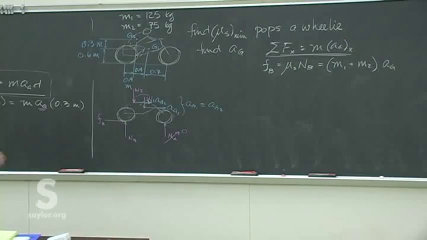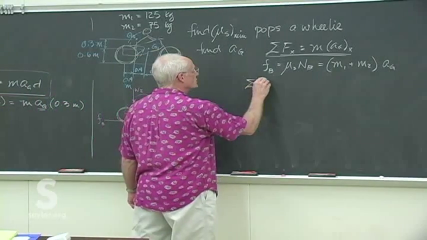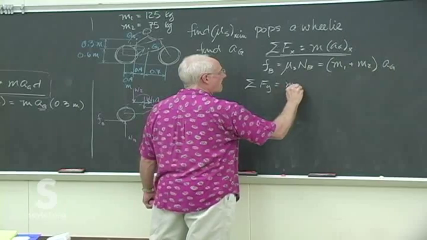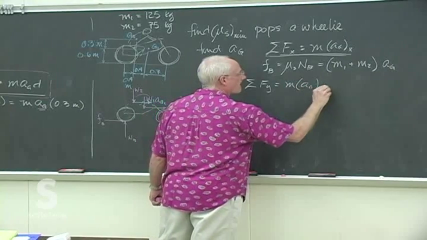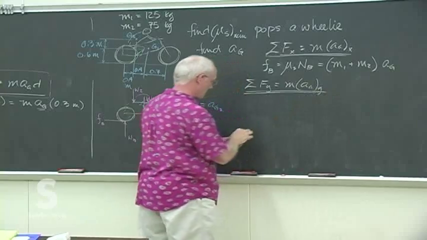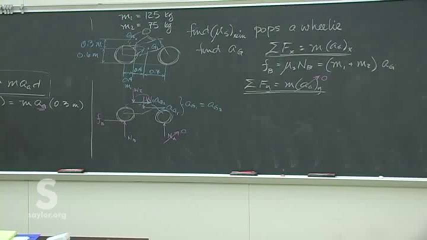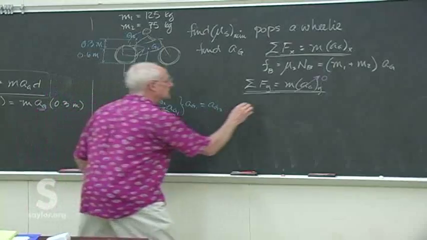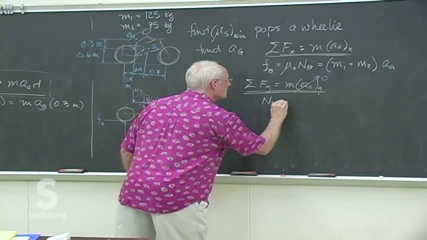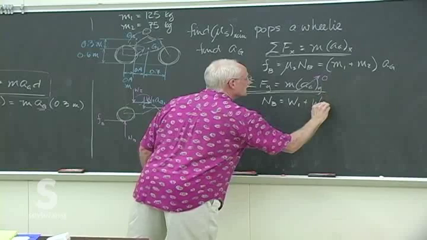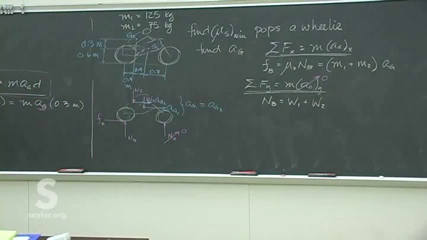In the y direction, we don't want any acceleration, so it should sum to zero. So we'll just take all the up forces to equal all the down forces, and as you might have expected then, NB equals W1 plus W2. Remember, we're taking NA to be zero. It's just as the front wheel starts to lift off of the pavement.